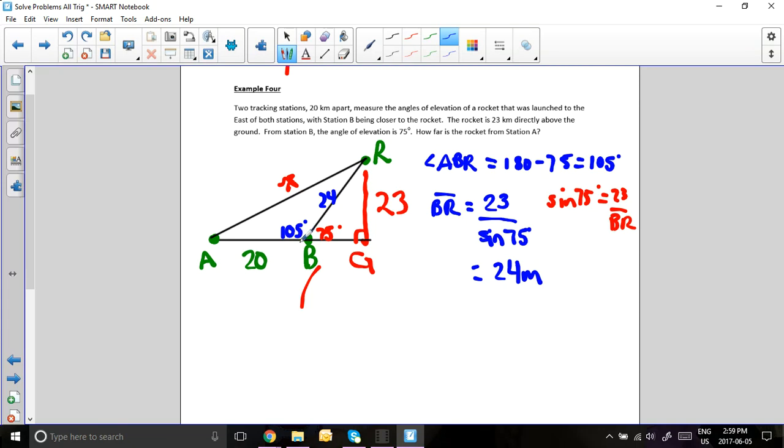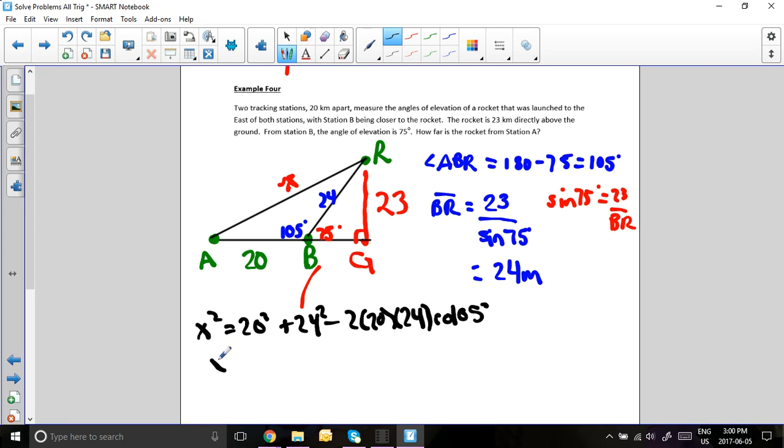So now I can use the cosine law to find X because I know this is 20 and this is 24 and this is 105. So it would be X squared equals 20 squared plus 24 squared minus 2 times 20 times 24 times cos 105 degrees. And when you go through and solve this and square root it, you get that X is equal to approximately 35 kilometers. And that's your final answer, so you can write a nice little sentence.